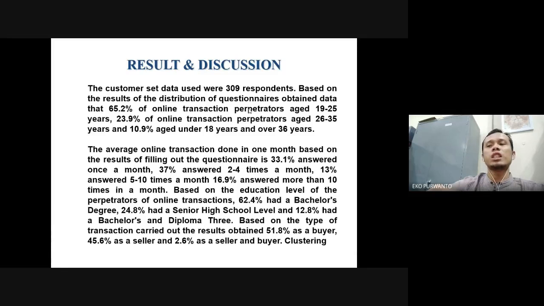Based on the type of transaction carried out, the results obtained were 51.8% as a payer, 45.6% as a seller, and 2.6% as both seller and payer.